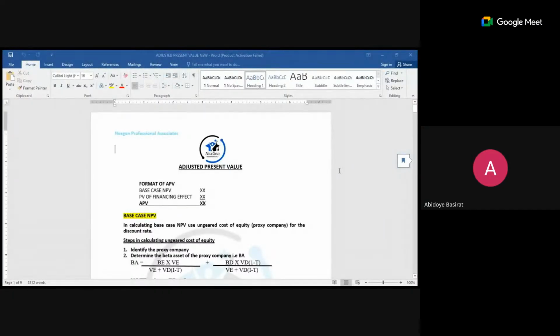We also mentioned that we are going to use the commercial rates to discount the PV of financing effect. And for base case NPV, we are going to use the cost of equity of the ungeared company to discount the project or the investment. So once we have followed the various processes for base case NPV and for PV of financing effect, we get our adjusted present value. Okay, that's fine. Thank you.